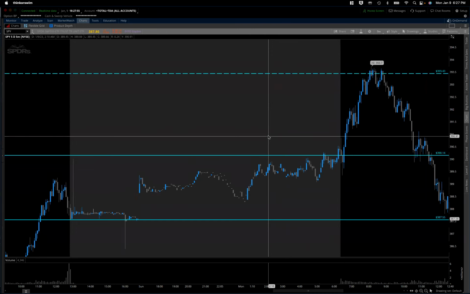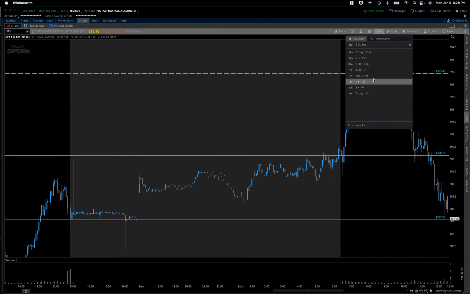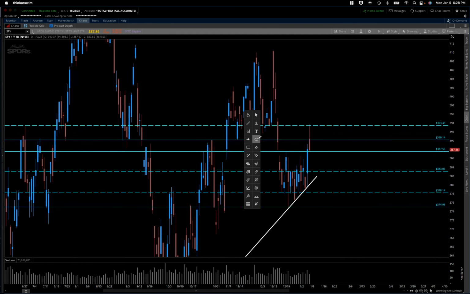So that's the first part of my thesis, is understanding where we are trading relative to a key support and resistance level. In this case, SPY was opening above this 390 level, which I determined to be key. If you take a look at the daily chart, look at this 390 area. Obviously being 390, it's a key psychological level. It's a nice round number.